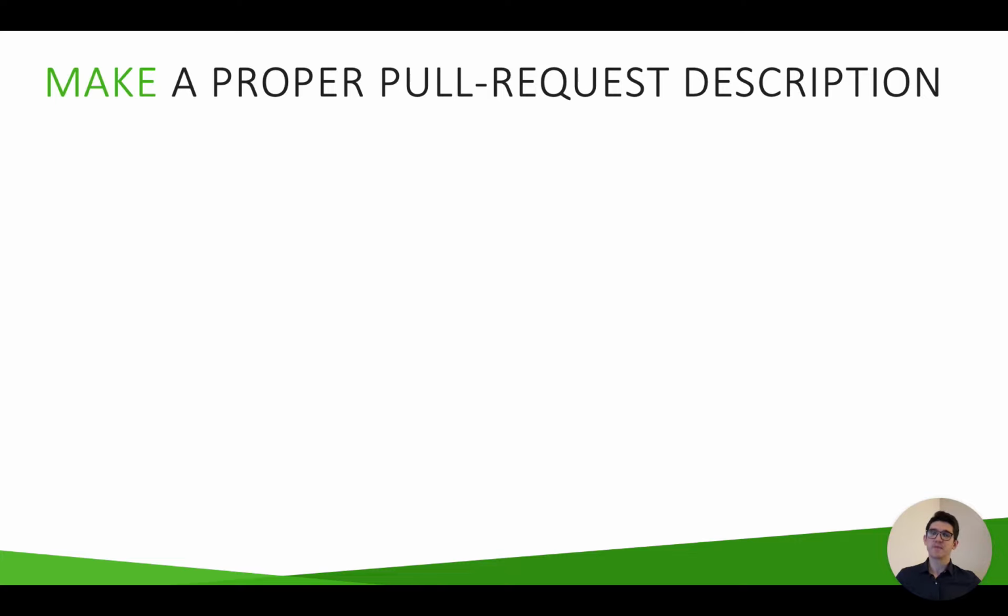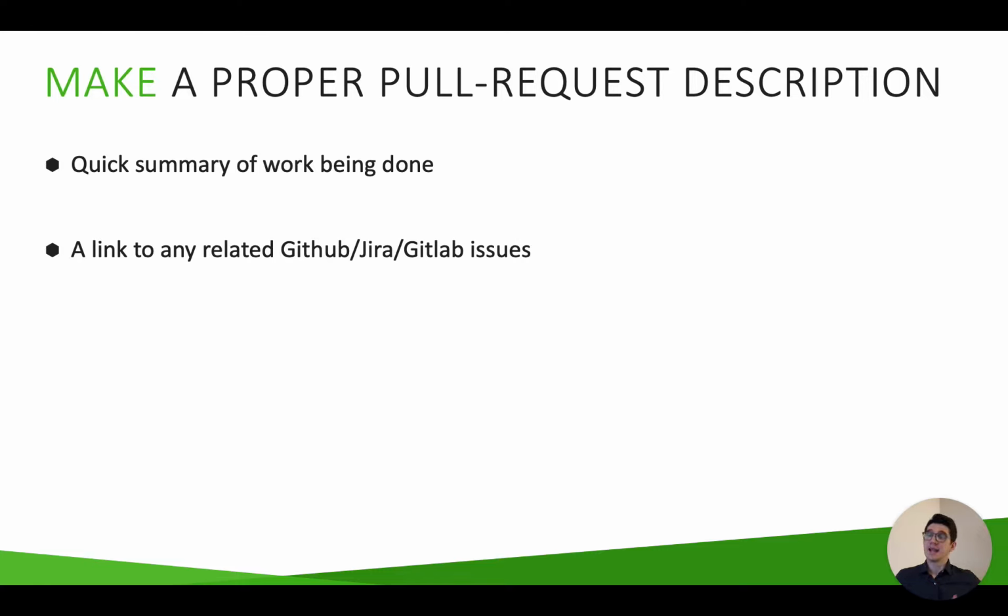There's a way better way. We can do a few things to improve it and make it proper. First of all, provide a quick summary of the work being done. Provide an explanation of what actually was done. You can also include the whole list of your commits, like a recipe, so the reviewer can retrace the steps. Add a link to any related GitHub, Jira, or GitLab issues. Whatever you use, provide links so the reviewer can quickly jump and see what it's about.